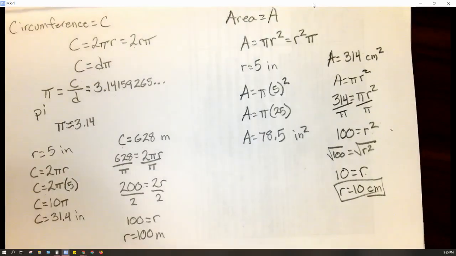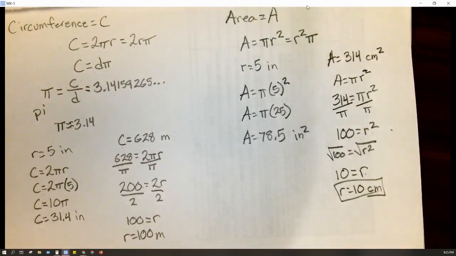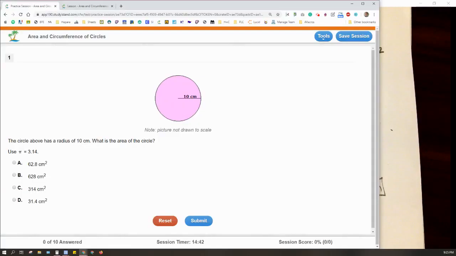So that's it. Those are all the main things you need to know to do these problems. We'll do some more examples here. Let's jump into them. Number 1. The circle above has a radius of 10 centimeters. What is the area of that circle?